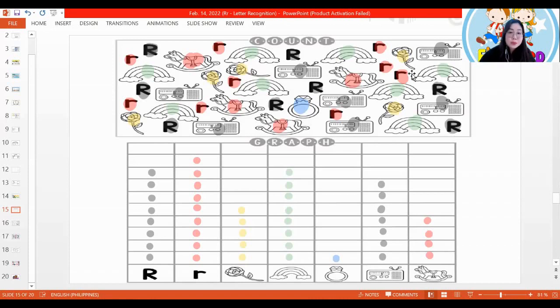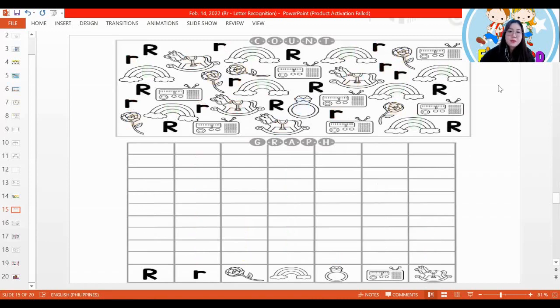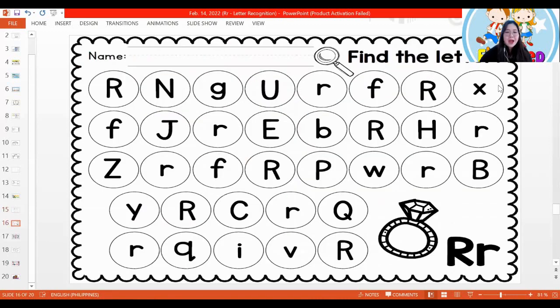Very good. Did you also mark and count? Good job. So now let's proceed to the next work where we have to look for our letter R. Let's start by writing our name first. And when we're all done writing our name, let's color, count, and color our capital and lowercase letter R.